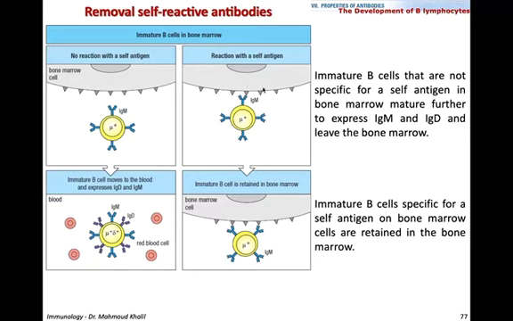So generally these cells express a surface marker, and in case these immature B cells recognize this surface marker, the bone marrow understands that this clone of B cells can recognize self. So in this case, these immature B cells are retained in the bone marrow and this B cell is not allowed at all to leave into the circulation.